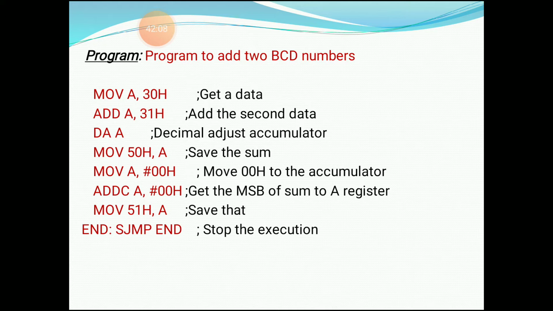This hexadecimal value in the accumulator is converted into a valid BCD number by using the DAA instruction. The DAA instruction performs the following operation: after addition, the DAA instruction checks the lower 4 bits. If the lower 4 bits are greater than 9 or the auxiliary carry flag is set, this instruction adds 06 to the accumulator value.